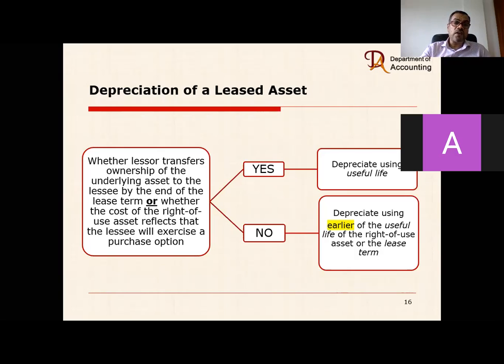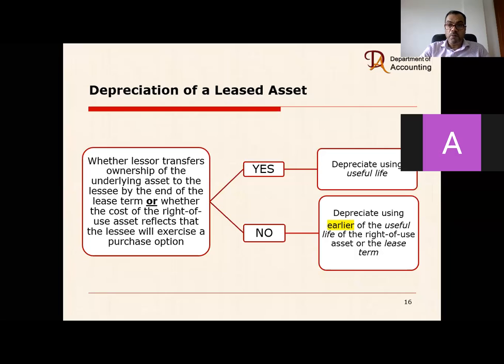If the ownership is transferred, then simply we can disregard the lease term. That means lease term is 4, useful life is 5, but the ownership is transferred to us. That means in economic substance terms, the asset is going to be with us over a period of 5 years. Therefore, it is logical, systematic to depreciate over 5 years, then you need not worry about 4 years.